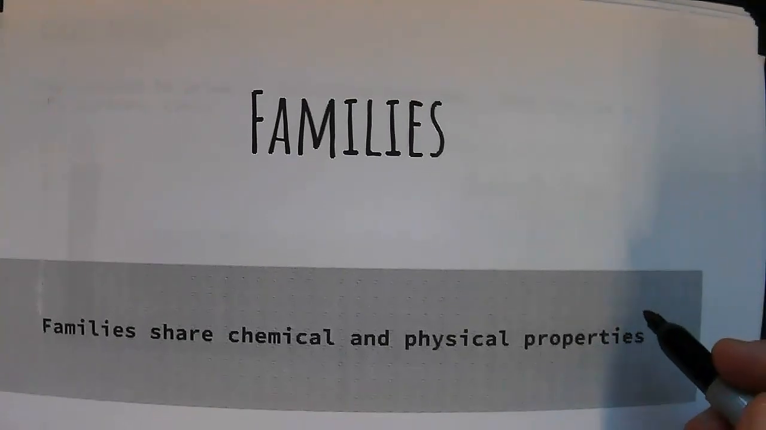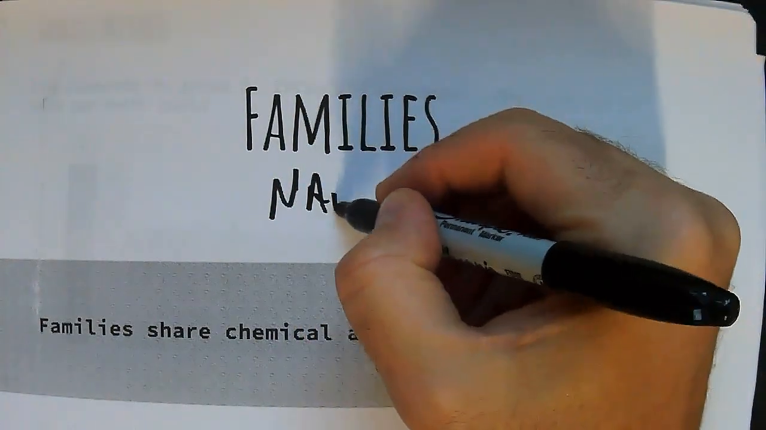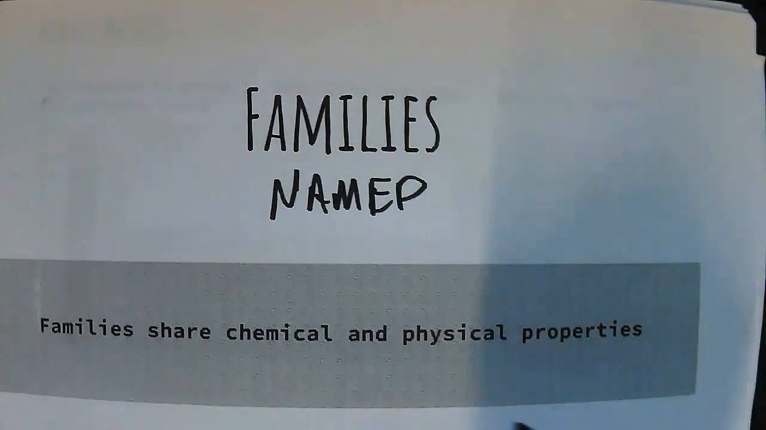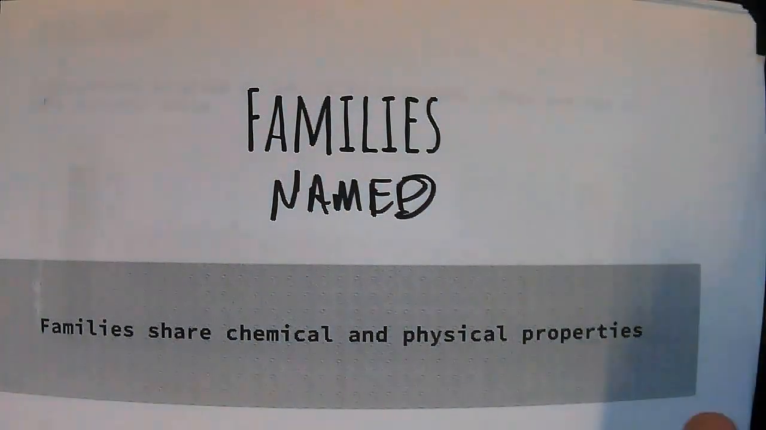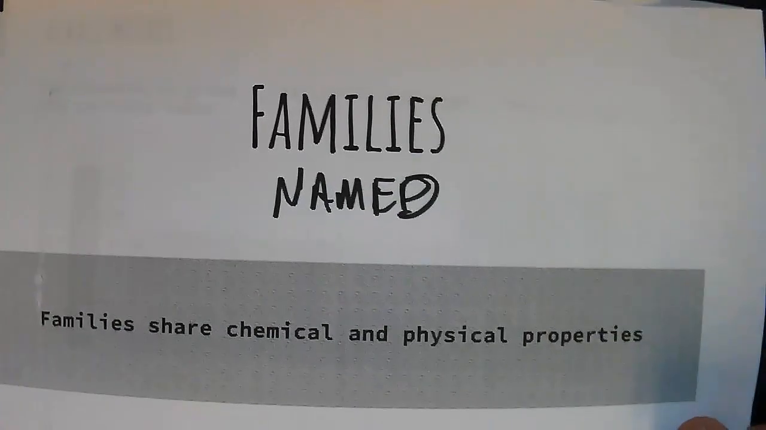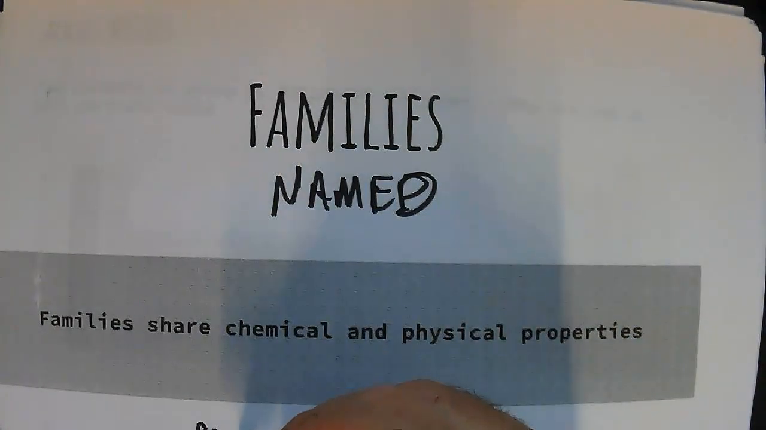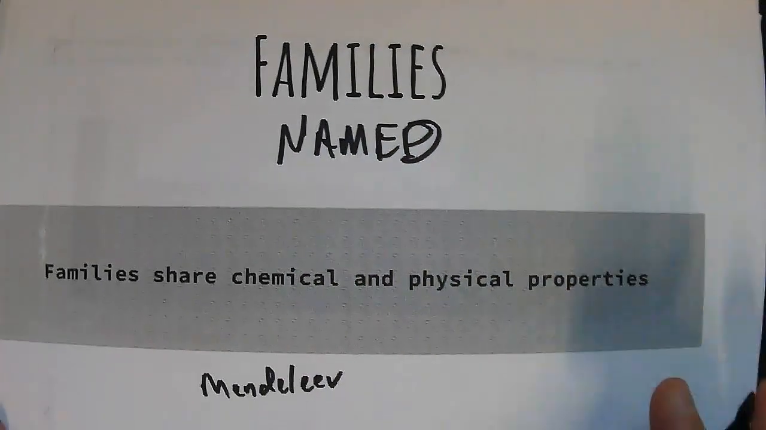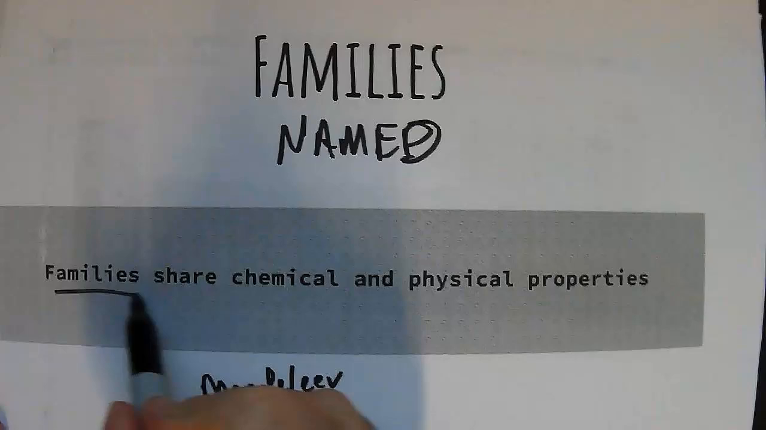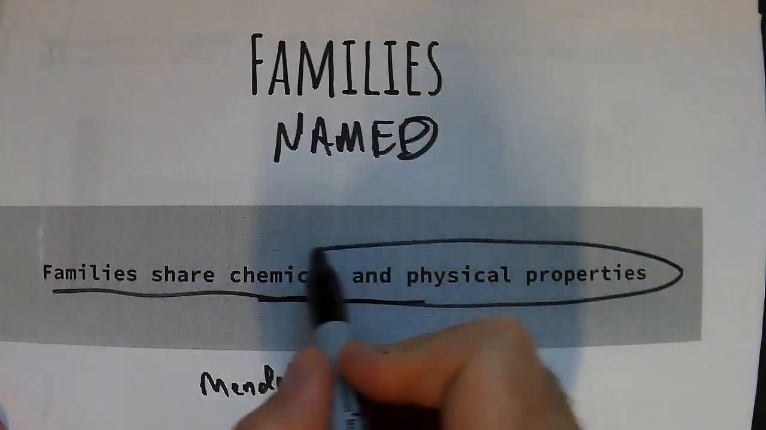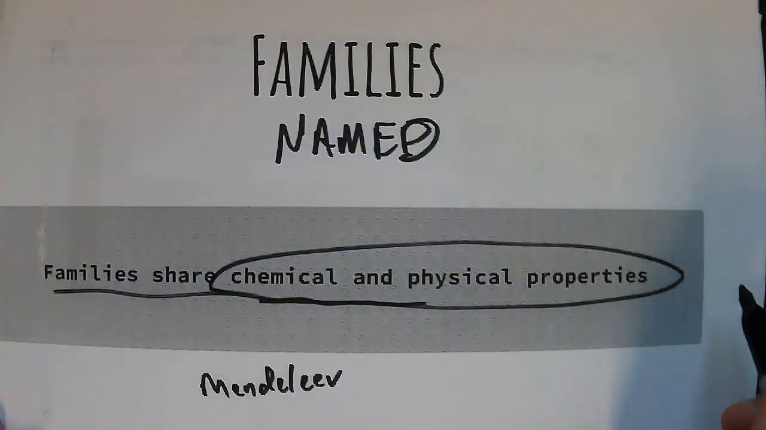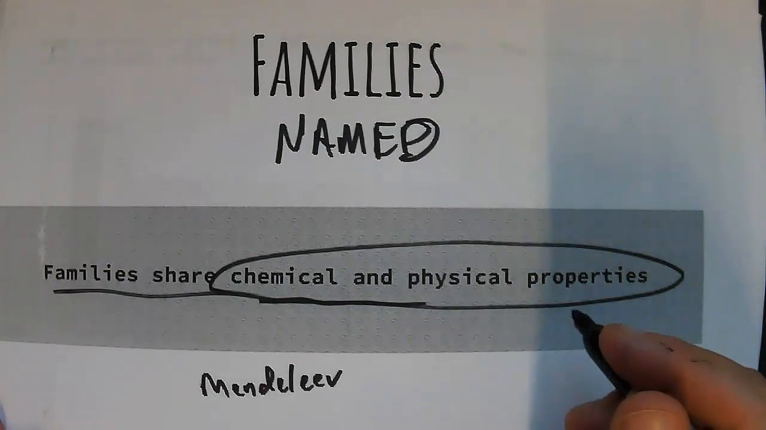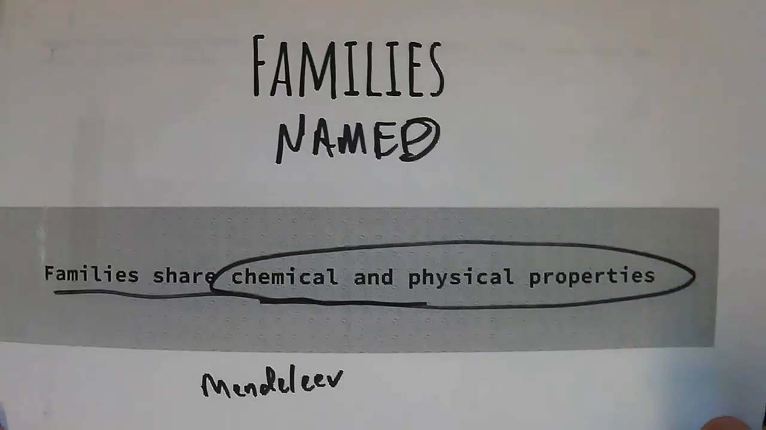Okay, so families, remember these are the named groups. They share chemical and physical properties. When Mendeleev started organizing his periodic table, he did so by arranging elements with the same chemical and physical properties, and so he put all of those together. So let's start with one, and then we'll talk a little bit about it.